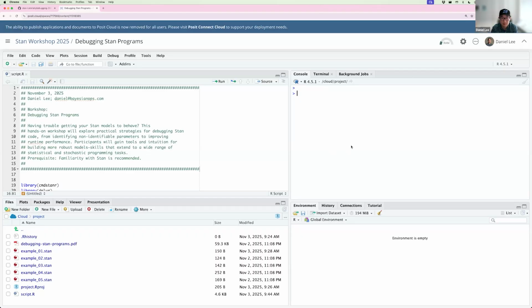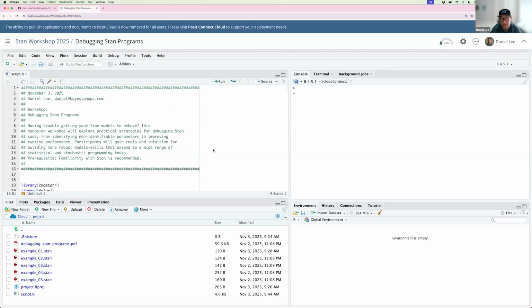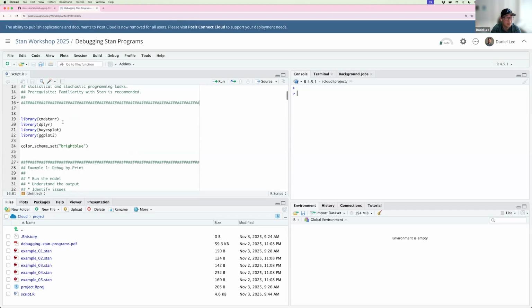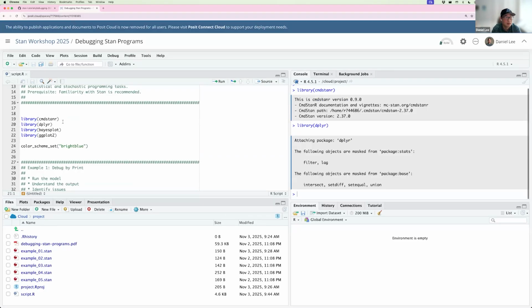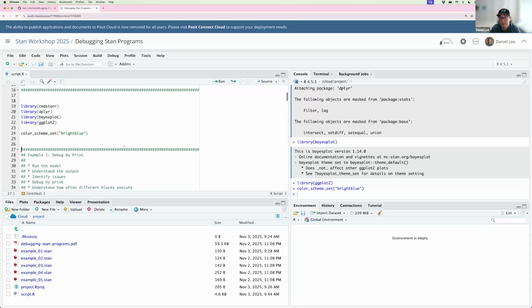All right, we'll get started. Trin, when you have a minute, please add more details and we'll try to answer that question. I've got this script.R file. You don't have to use it if you don't want. We're just going to go through a bunch of examples and figure out different things. If you have this loaded, you should have cmdstanr loaded, dplyr, base plot, ggplot, and then I'm setting a color scheme.